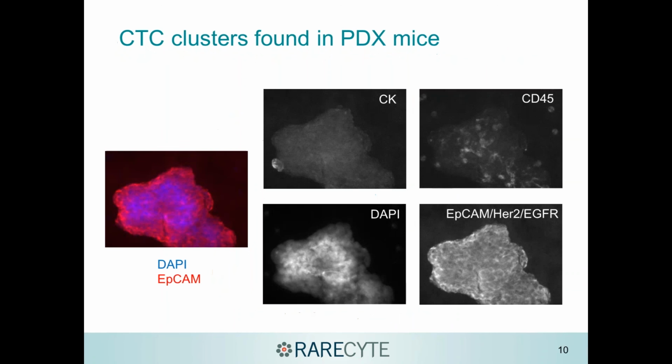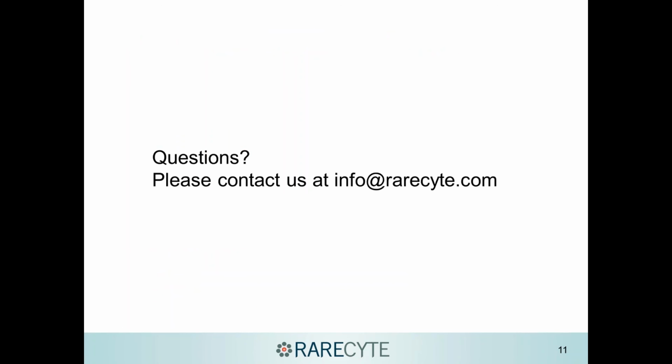Finally, I wanted to show you that our platform commonly identifies CTC clusters in circulation. From the literature, it's known that CTC clusters have a much higher metastatic potential than single CTCs. Here in this slide, I'm showing a CTC cluster of approximately 100 CTCs that was found in the PDX model BCM3887.